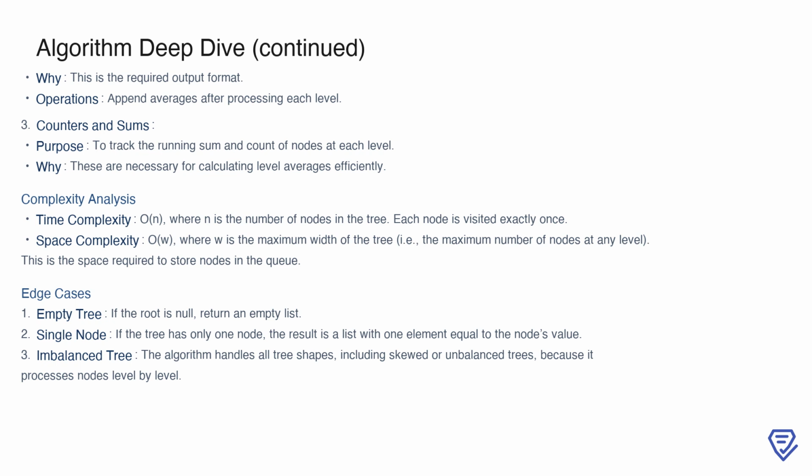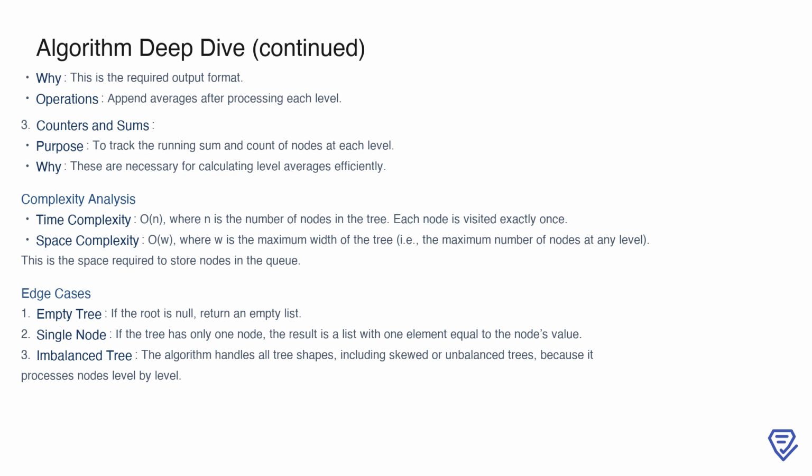When analyzing complexity, the time complexity is O(n), where n is the total number of nodes in the tree, since each node is visited exactly once. The space complexity is O(w), where w is the maximum width of the tree, representing the largest number of nodes stored in the queue at any point during traversal.